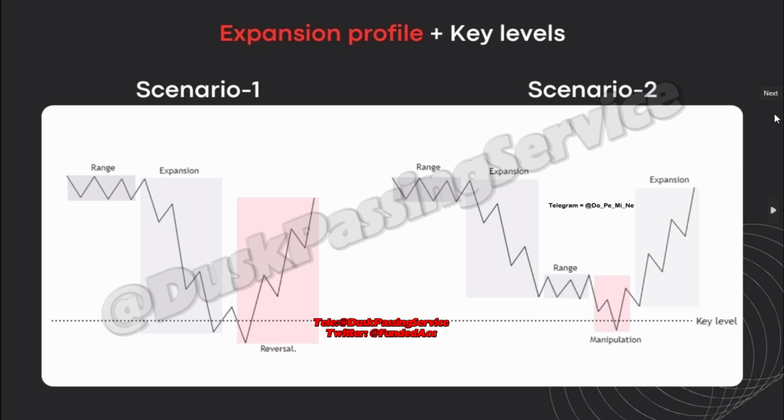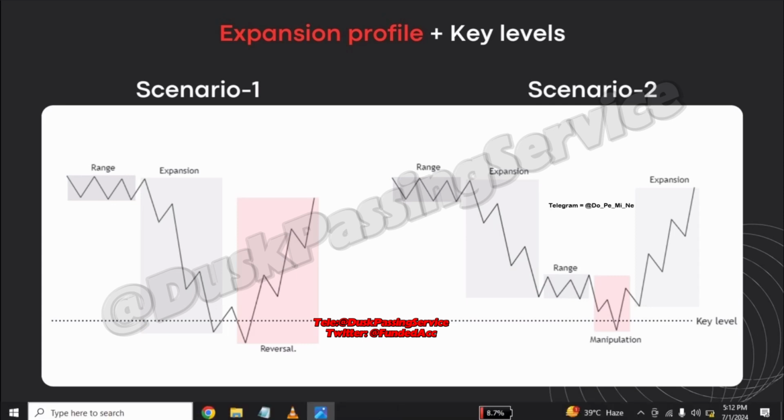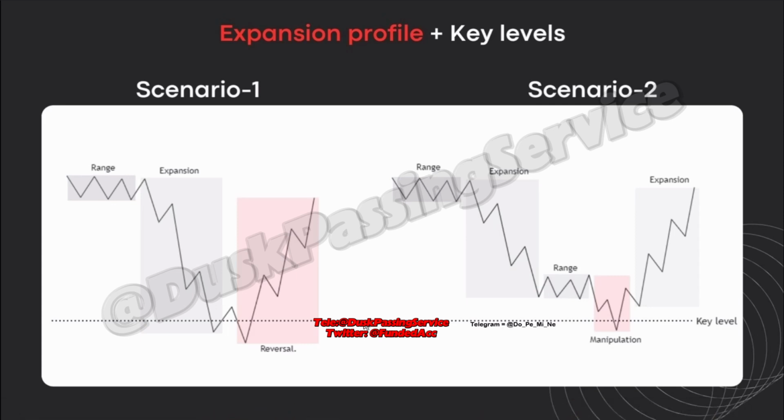If the expansion profile has tested a key level in the form of an order block or breaker block or whatever, then we're going to expect a reversal profile straight away. But if it hasn't tested any key levels, then we're going to expect a ranging profile, and then use the same logic over and over again to anticipate other profiles and profile the market.